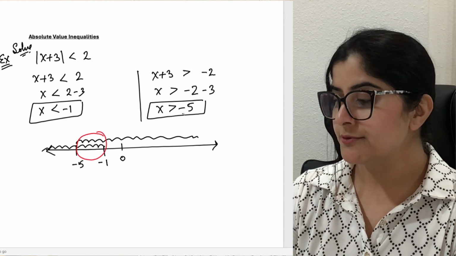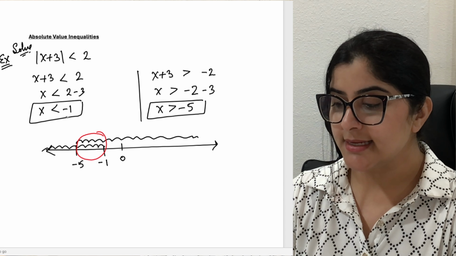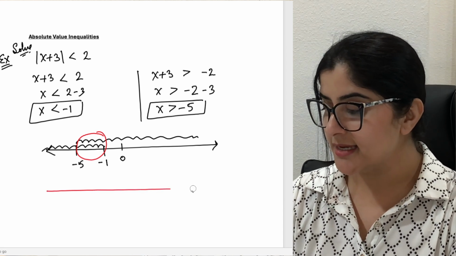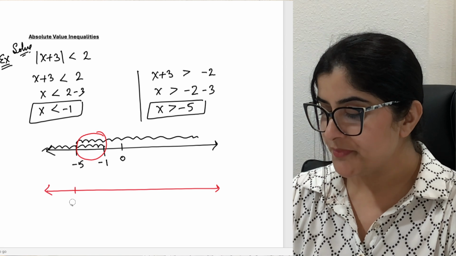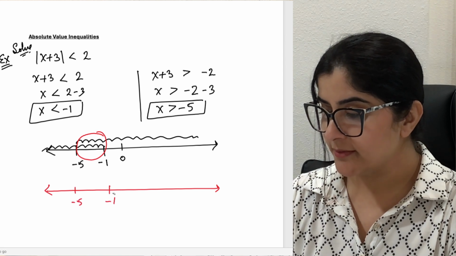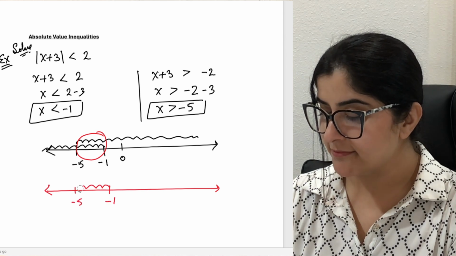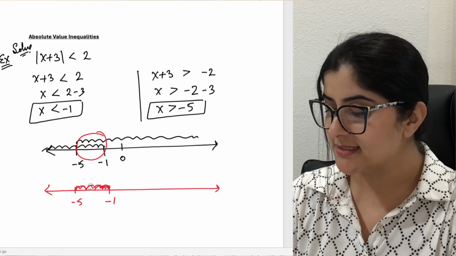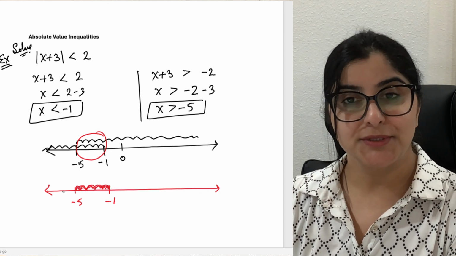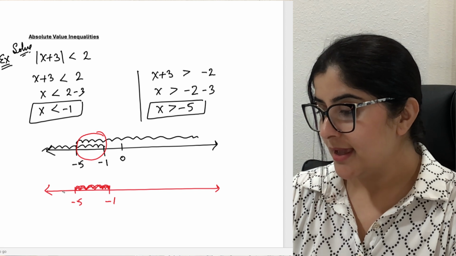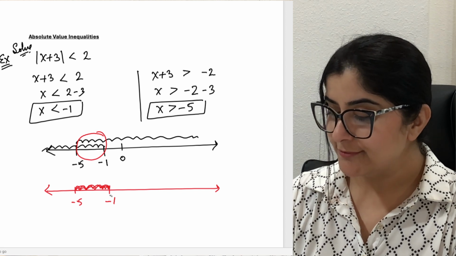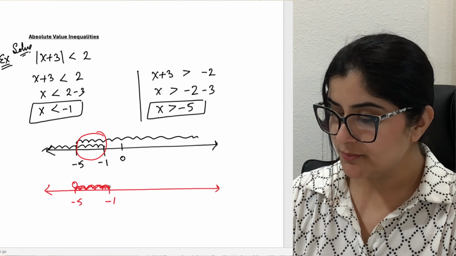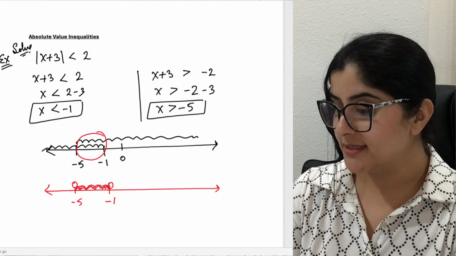If we have to say x is less than negative 1 and x is greater than negative 5, this is the area that we have to highlight. So this is negative 5, negative 1, x is less than negative 1 and greater than negative 5. So this is the highlighted area. The solution lies here. And do we have to include the endpoints? No, because we have a strict inequality. So put an open circle on both endpoints.